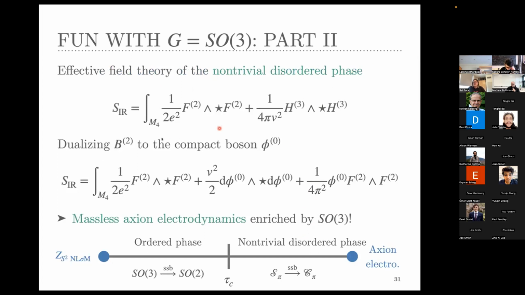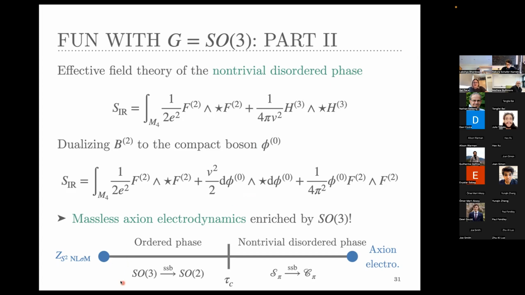And we can do that by dualizing the 2 form to a compact boson. And if you do this, well, this term doesn't get affected. The Maxwell term comes along for the ride. This term does get affected. We have a kinetic term for our compact boson, but we also have this interaction term. And this interaction term is exactly the interaction term in axion electrodynamics. This phi is like the axion field, and this F is just the normal field strength of the U1 gauge field. So we can then propose the phase diagram.